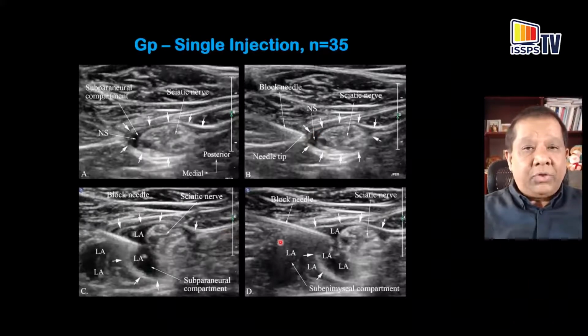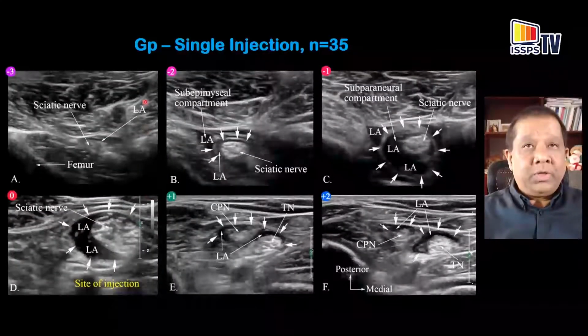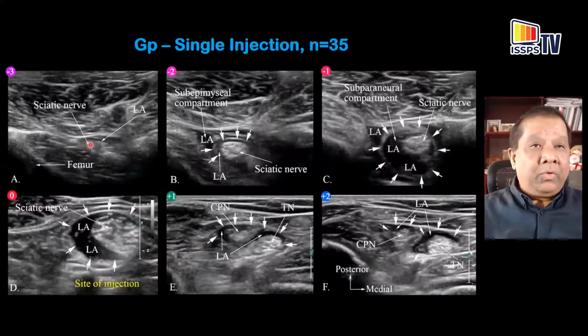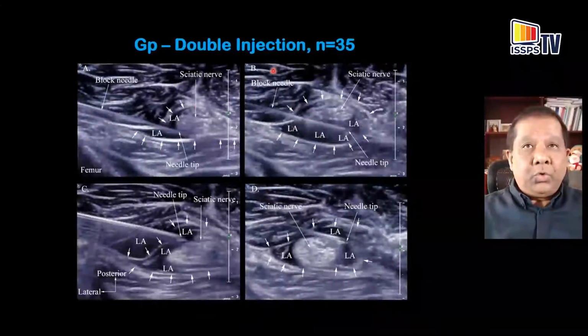In the group that had 2 injections, they had both anterior and posterior to the sciatic nerve, and the dose was divided into 2. When you look at the single injection group, this is the point of injection at 0, and you see distal to it, there's extensive spread along both the common peroneal and tibial nerve. In fact, it covers almost 80 to 90% of the nerve above the bifurcation, and including up to the infragluteal area.